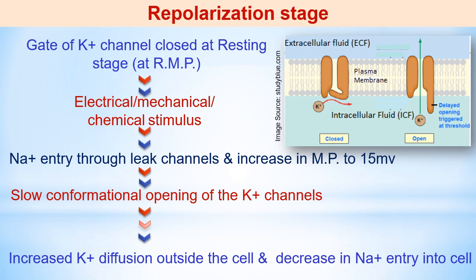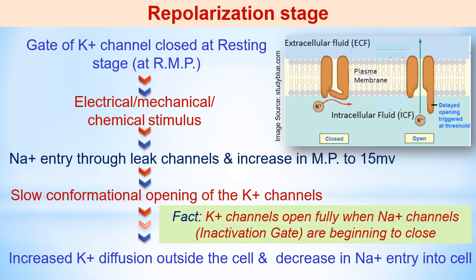As a result of that, potassium ions diffuse from inside to outside because potassium ion concentration is higher inside the cell than outside. And there occurs a simultaneous decrease in sodium ion entry into the cell. So sodium ion entry decreases and the potassium ion exit increases, and these two changes ultimately bring about the repolarization process. The fact remains that the potassium ion channels open fully when the inactivation gates of the sodium channels are beginning to close.